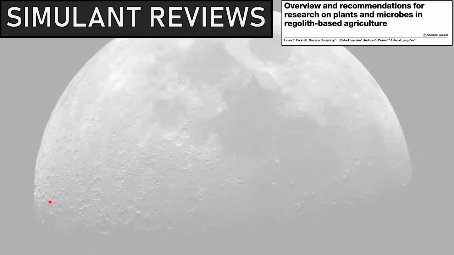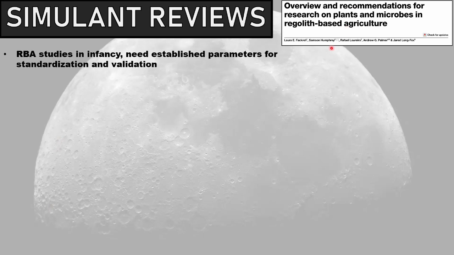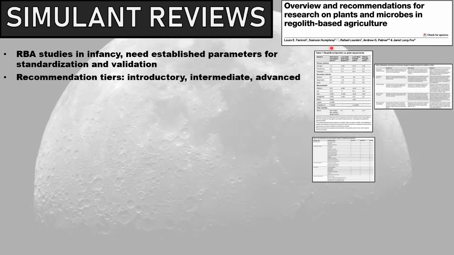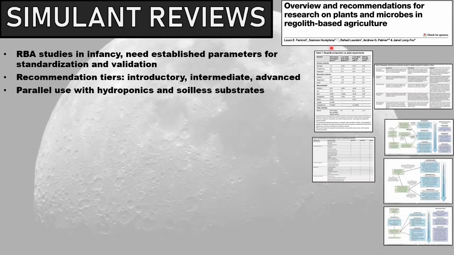All right, another review here is overview and recommendations for research on plants and microbes and regolith-based agriculture. This is 2024. So these studies are in the infancy. They need more established parameters for standardization and validation. And this review recommended different tiers of types of research: introductory research, intermediate, and advanced. I thought that was pretty helpful.